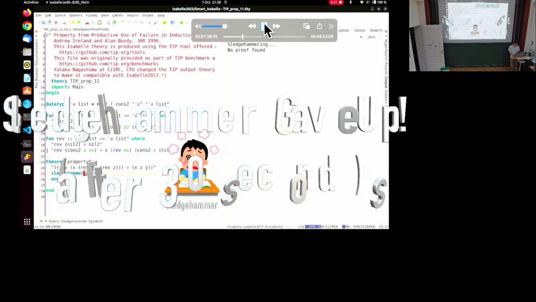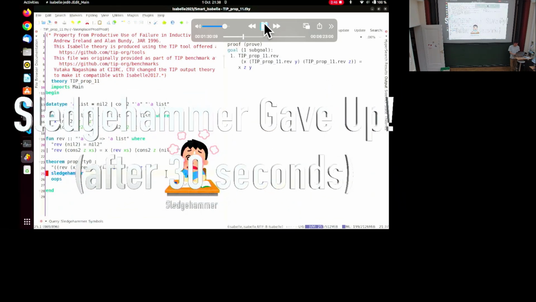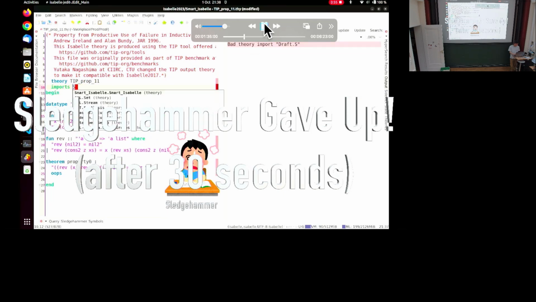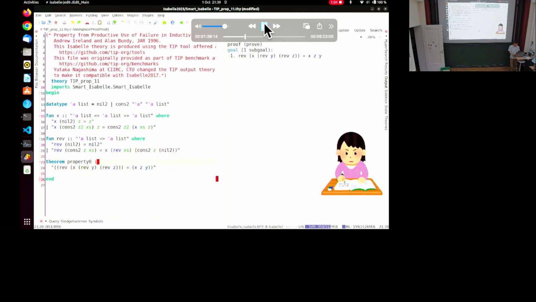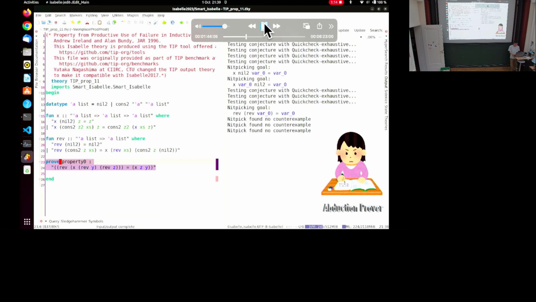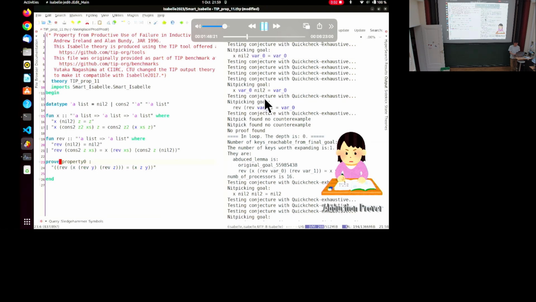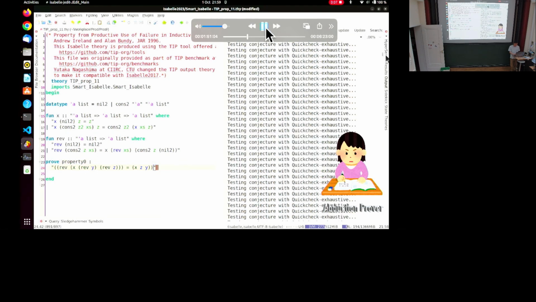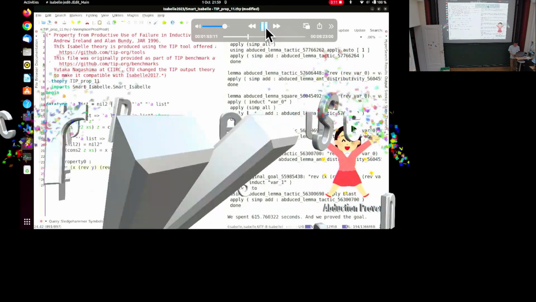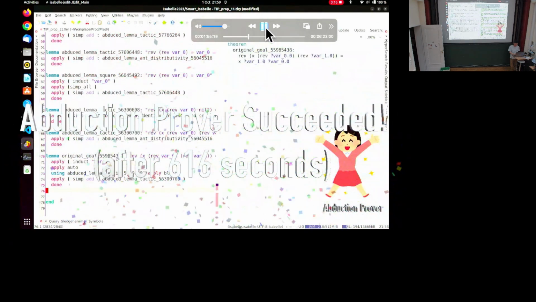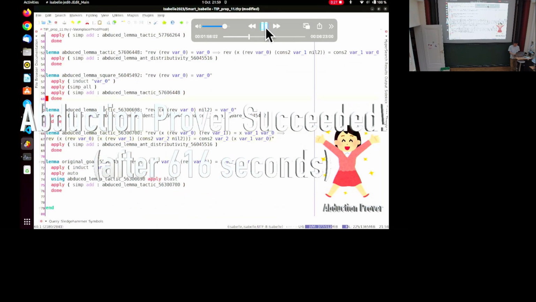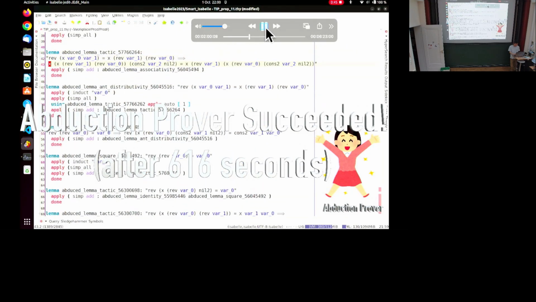Let's look at one more problem. Correct answer. So you can see that it's calling lots of counterexample finders inside. And this time it took 600 seconds to find this proof script.